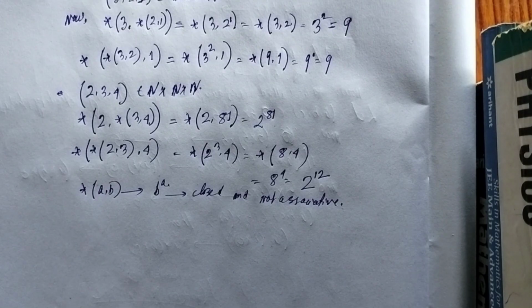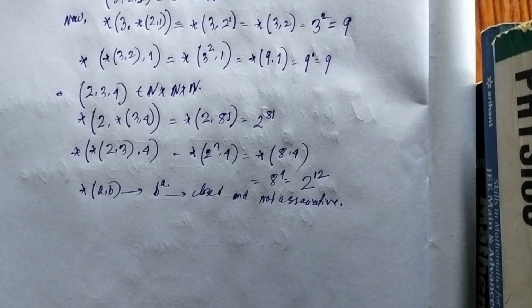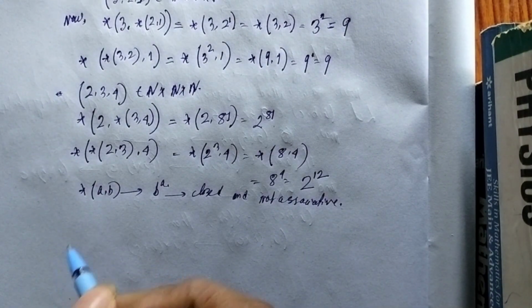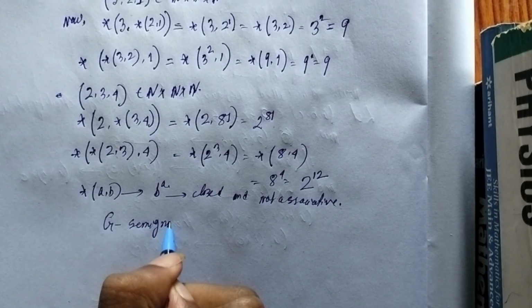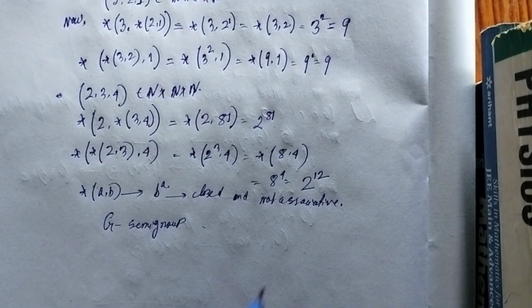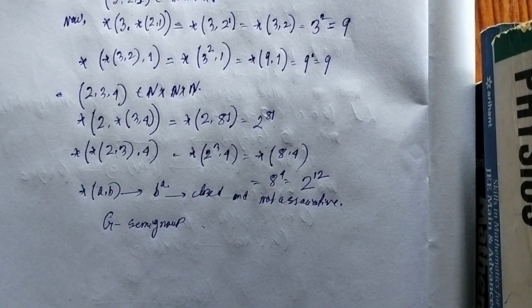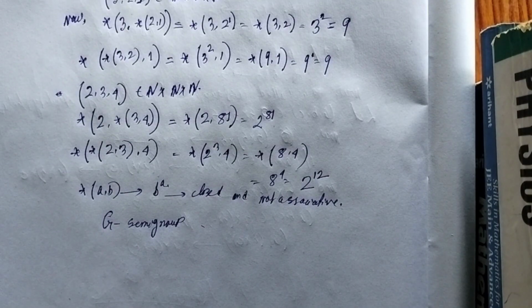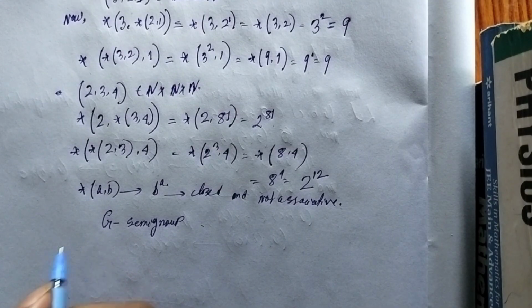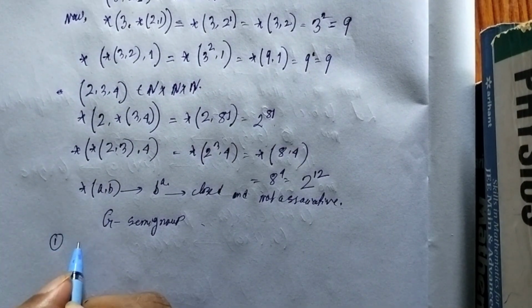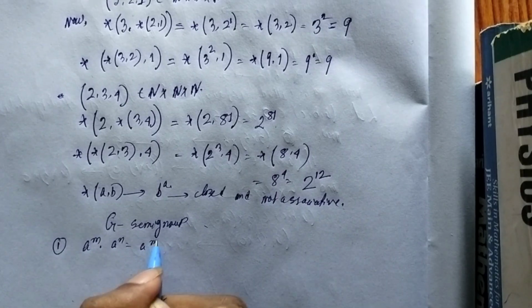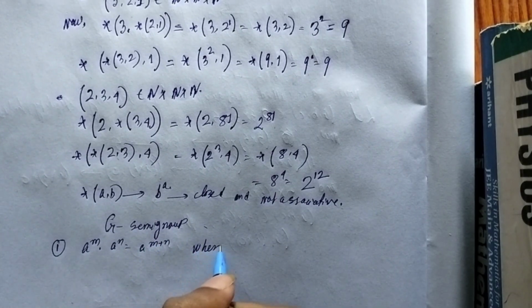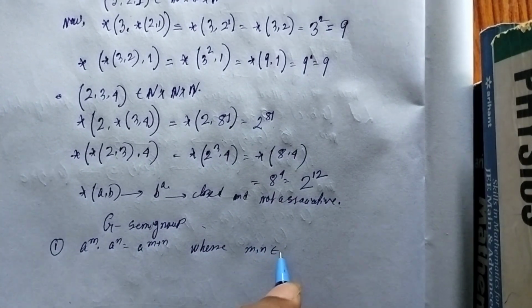Now let's go through some properties, what a semigroup actually conveys. Let's say G is a semigroup. That means G is closed as well as associative under some operation star. Now what properties will G have? G will have a lot of properties, but in this case I am telling you just the basic properties. This one: plus n, where m, n belong to the natural numbers.